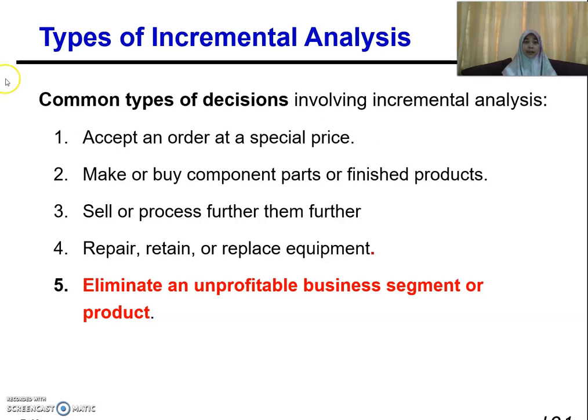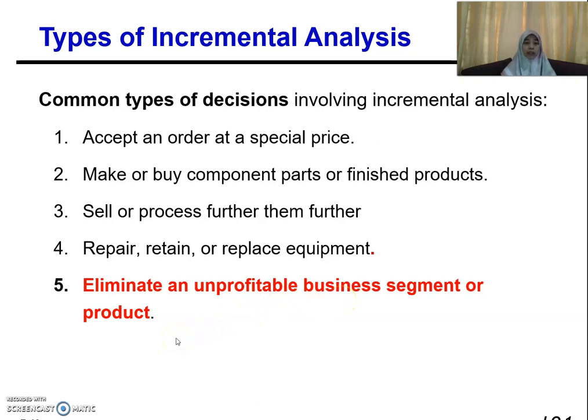Okay, Bismillahirrahmanirrahim. As we have seen, the types of incremental analysis are: accept or reject a special order, make or buy a component, sell or further process, and repair, retain or replace. Now we look into the last one, that is, eliminate an unprofitable business segment or product.